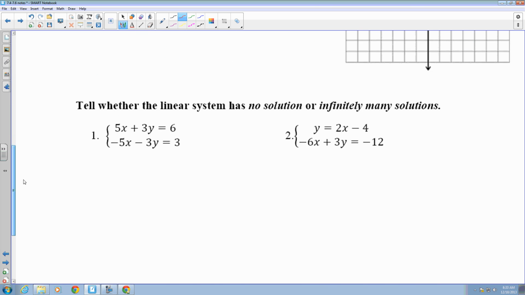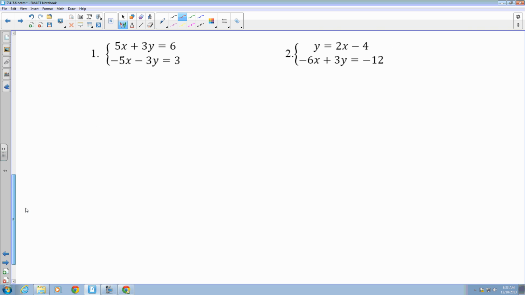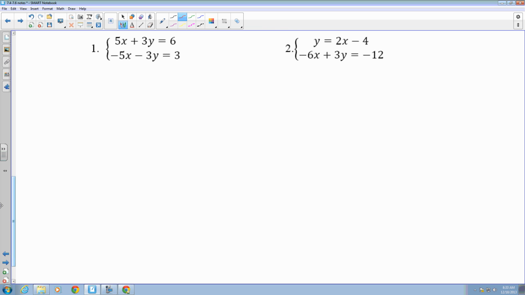Okay, so down here we are going to solve the equations using substitution or elimination, which we know how to do, to figure out whether the system has no or infinitely many solutions. So number 1 is already set up for us to do elimination because all the variables are lined up. If we add, the whole left side goes away, negative 5x and 5x cancel, 3y and negative 3y cancel, so we get 0 equals 9, which tells me right there that's no solution.